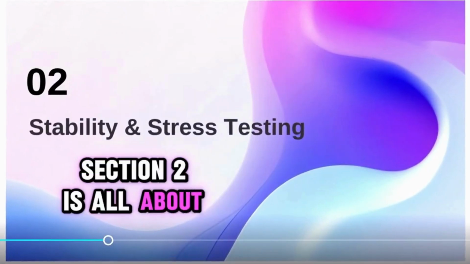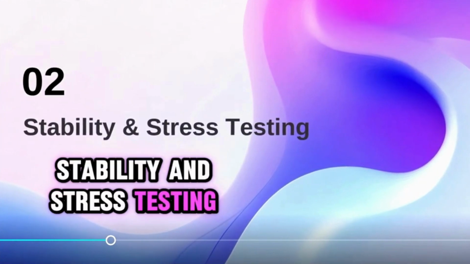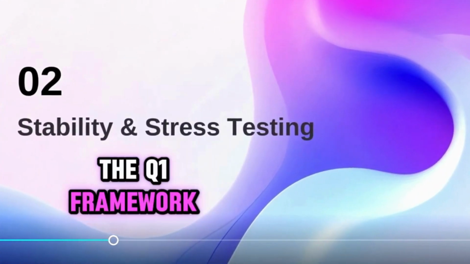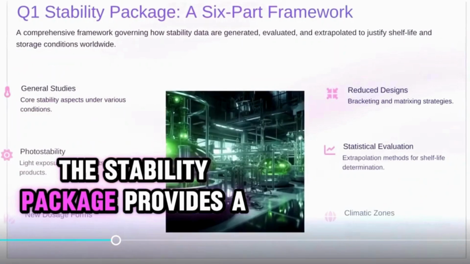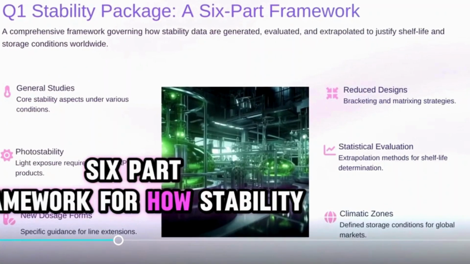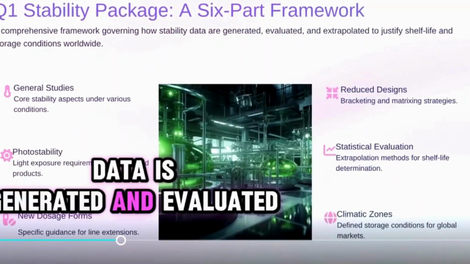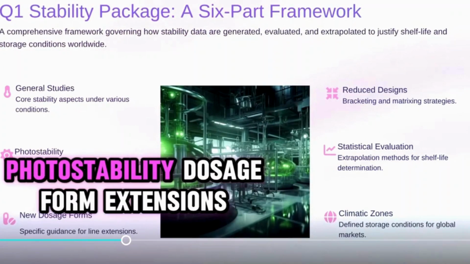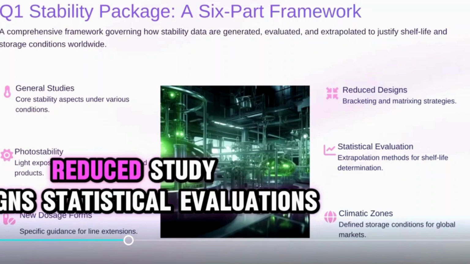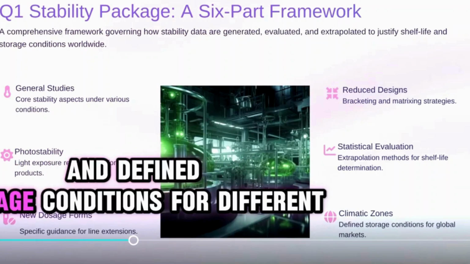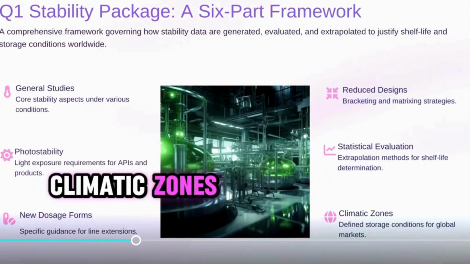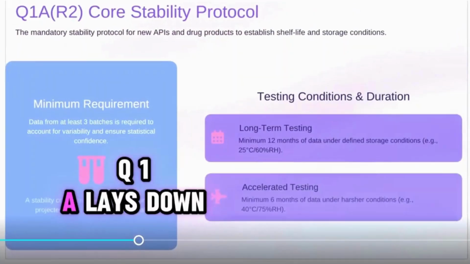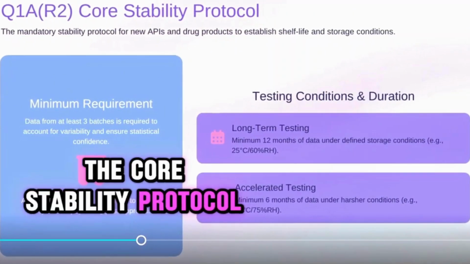Section 2 is all about stability and stress testing, the Q1 framework. The stability package provides a 6-part framework for how stability data is generated and evaluated. It includes general studies, photostability, dosage form extensions, reduced study designs, statistical evaluations, and defines storage conditions for different climatic zones. Q1A lays down the core stability protocol.